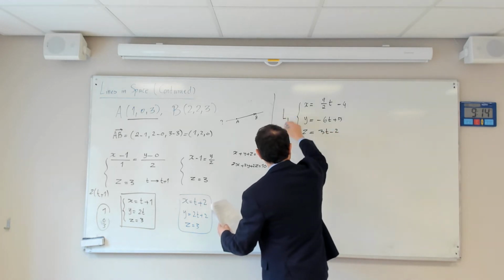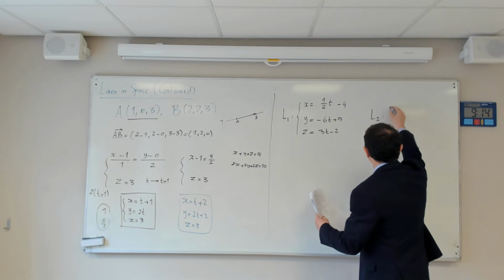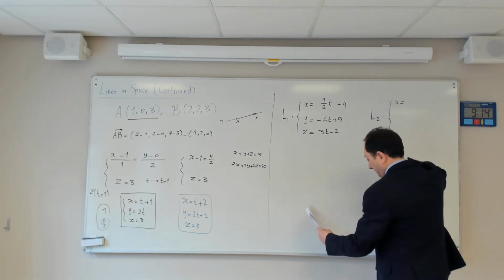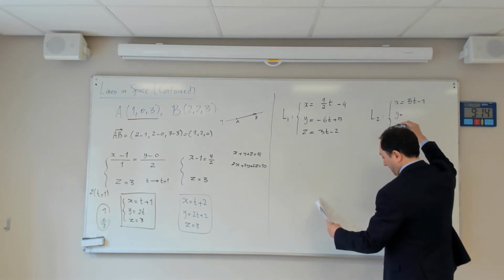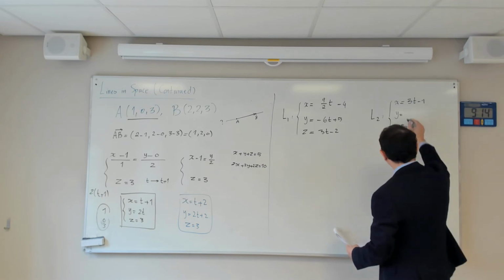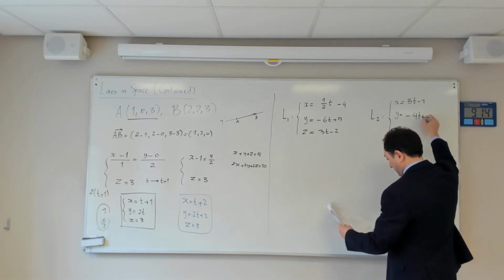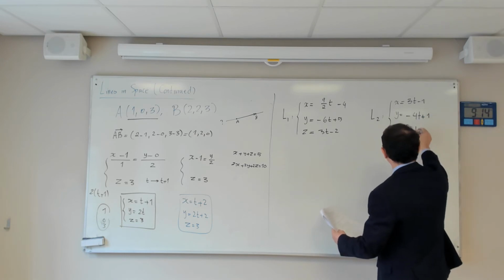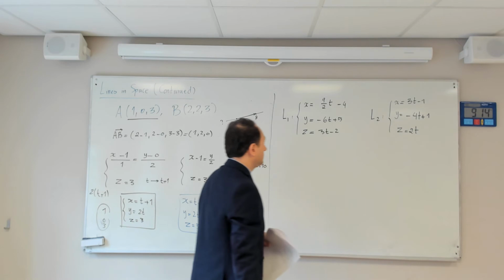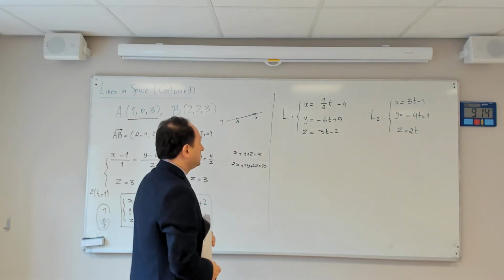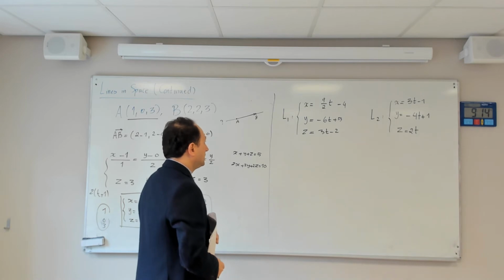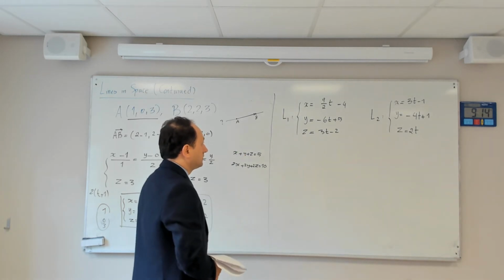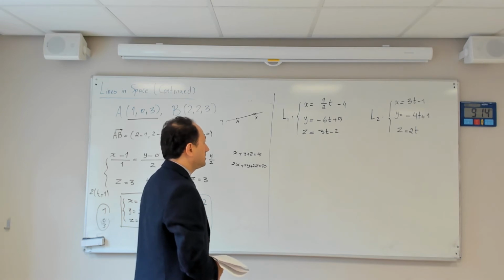Let me call this one line number 1. Let me call another one line number 2. x is equal to 3t minus 1, and then y is equal to minus 4t plus 1, and z is equal to 2t. Let me double check that I have written things completely right. Yes, that's correct. Okay, for example, if I give you these two lines, do you think that they are the same lines or they might be different?